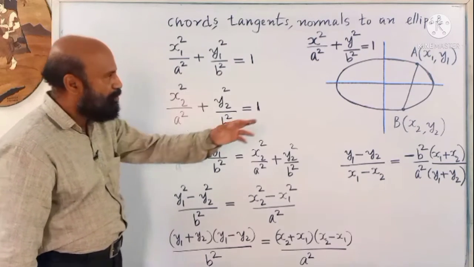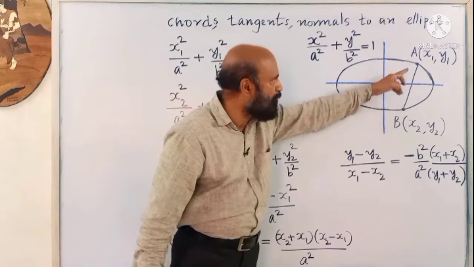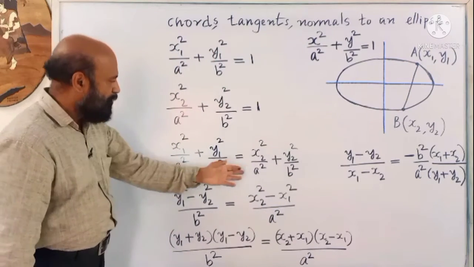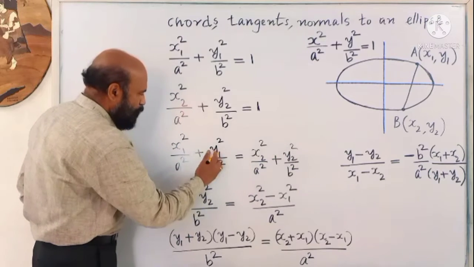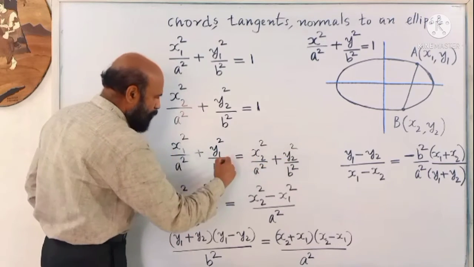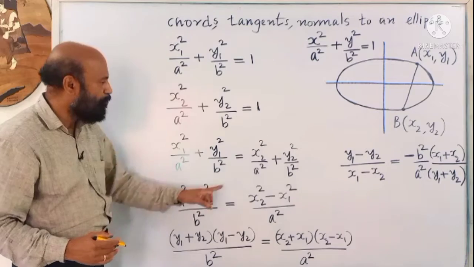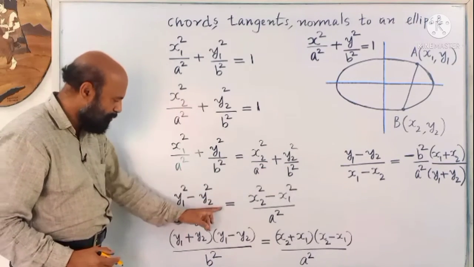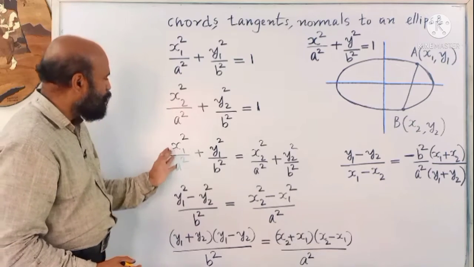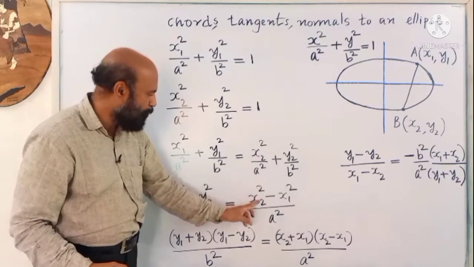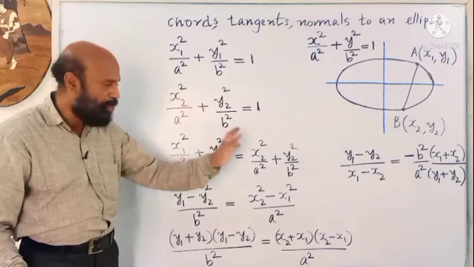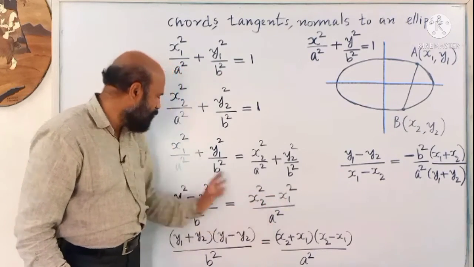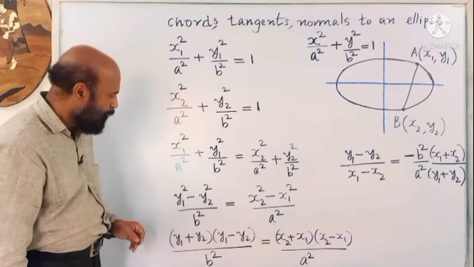Now we have to get the slope of this. To get the equation of this line, we should know the slope. So now you rearrange this. Take y2 square by b square to this side, so y1 square by b square minus y2 square by b square, with b square common. Then take x1 square by a square to the other side, so x2 square by a square minus x1 square by a square, with a square common.